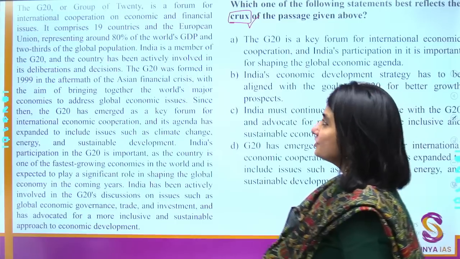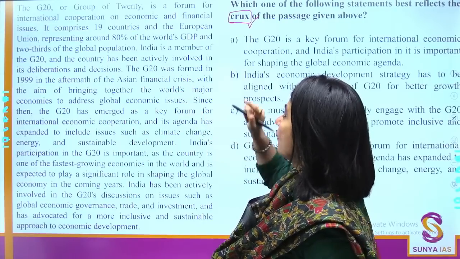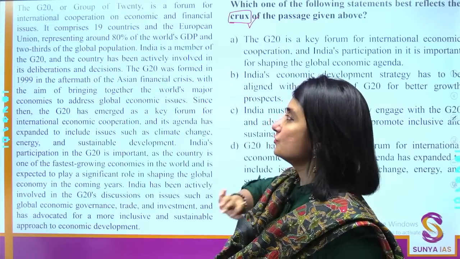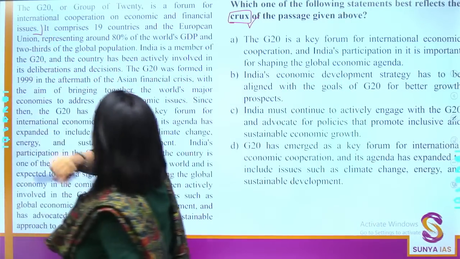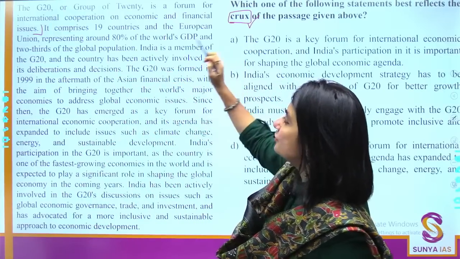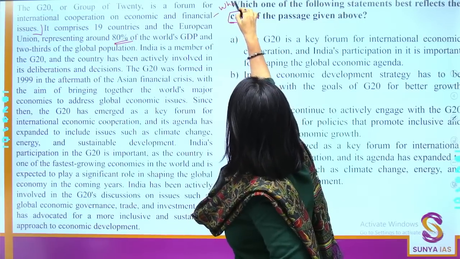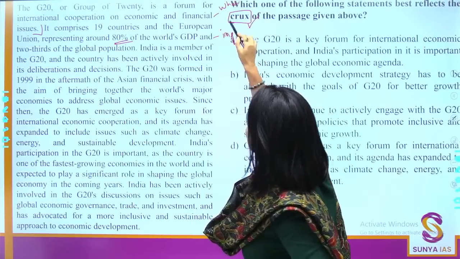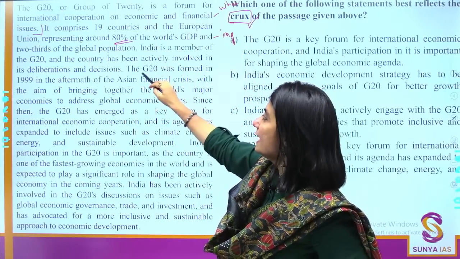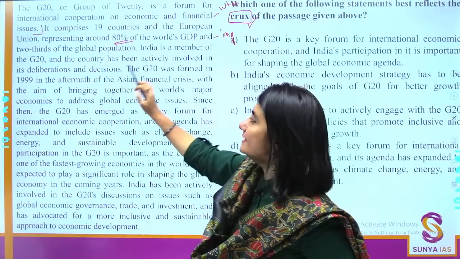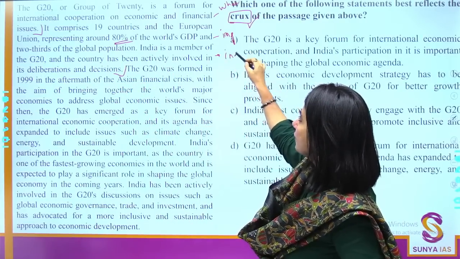Again, the G20 or Group of 20 is a forum for international cooperation on economic and financial issues. It comprises, so what is G20? That is what it's stating. Of 19 countries and the European Union representing 80%. So this gives the importance of G20. India is a member of G20 and the country has been actively involved in its deliberations and decisions. So now, we are talking about India.